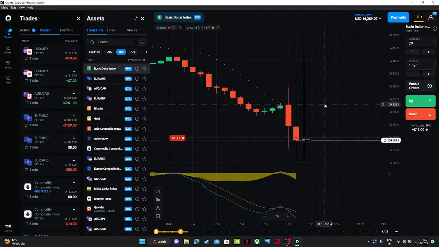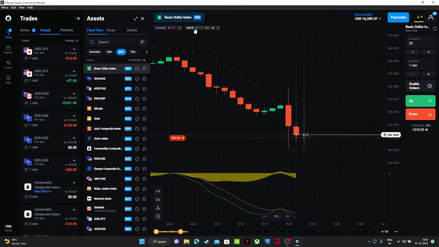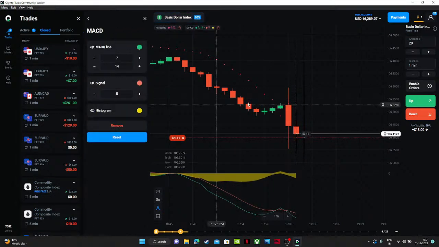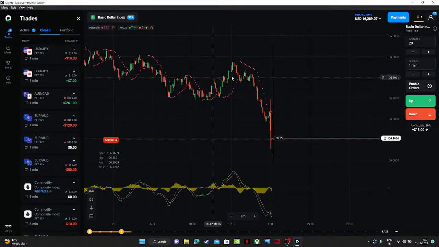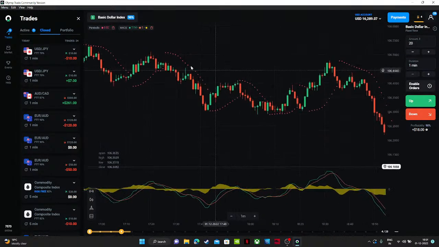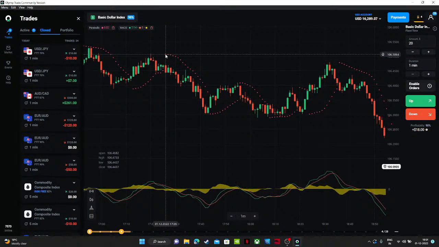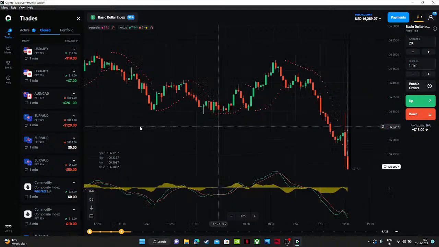Kevin, you need to apply the parabolic with the default value 0.02 and use the MACD oscillator with these values. And whenever the parabolic dot is shifting, if it is shifting on the top of the candle and the MACD is appearing below the zero line, then you can enter into a downside trade and vice versa for the upside trade.